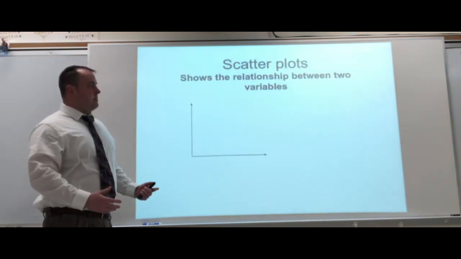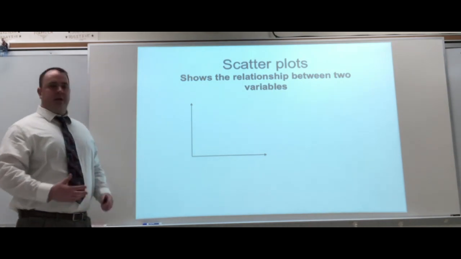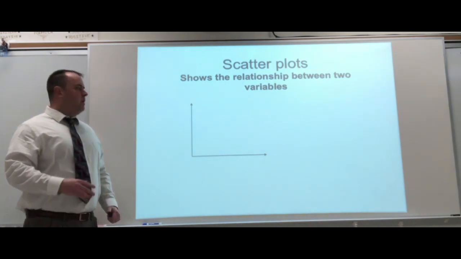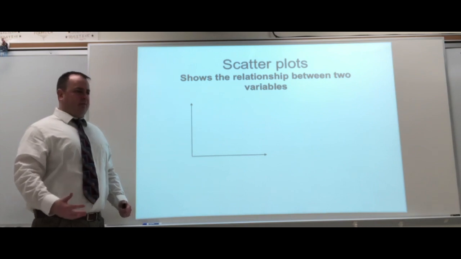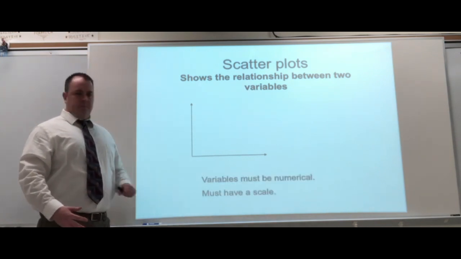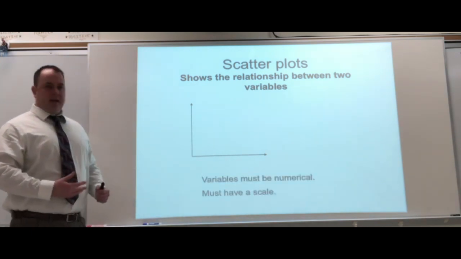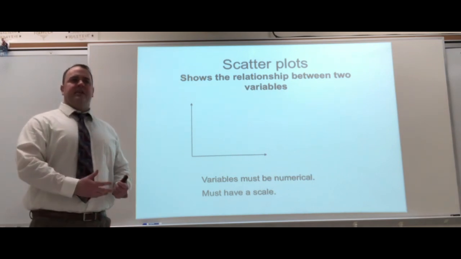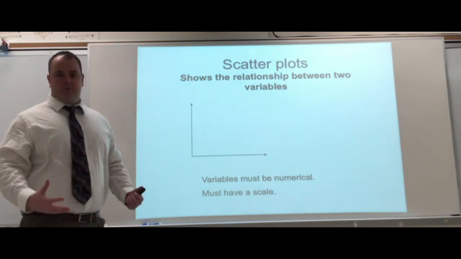First, I want to talk a little bit about scatter plots. Scatter plots show the relationship between two variables. Now, those two variables do have to follow some rules. Variables must be numerical and they must have a scale. And when I say scale, I should put in there a meaningful scale.